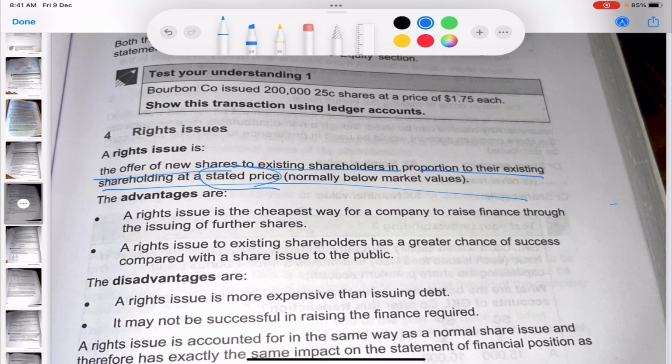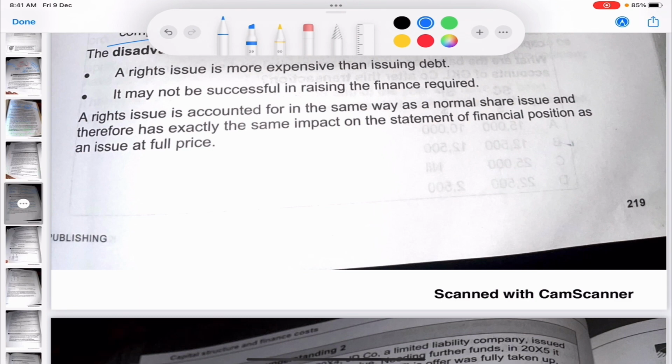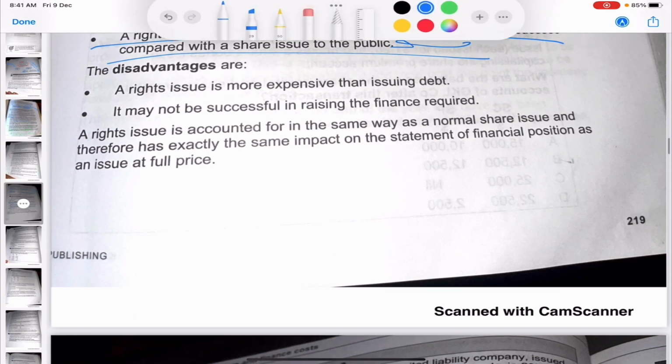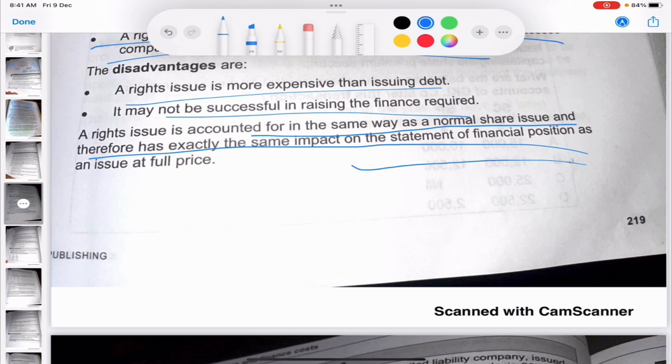So that is what is known as a rights issue. In a particular defined proportion, you give new shares to the existing shareholders at a price which is lower than the market price. A rights issue is the cheapest way for a company to raise finance. A rights issue has a greater chance of success, because of the interest which they already have in the company. Now, what are the disadvantages of a rights issue? A rights issue is more expensive than issuing debt, obviously, since it is equity. It may not be successful. Sometimes it will not be successful. A rights issue is accounted for in the same way as a normal share issue and therefore has exactly the same impact on the financial position.